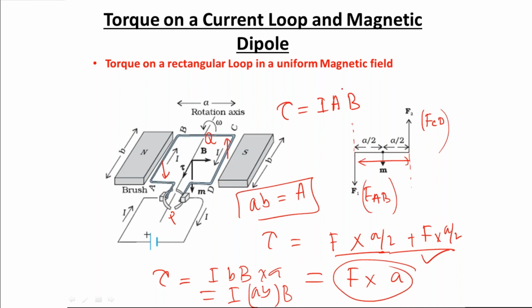And these two terms, the multiplication of I into area, is denoted as the magnetic moment, just like your electric dipole moment. What is this called? Magnetic moment. I into A, current into area of the loop, is the magnetic moment.